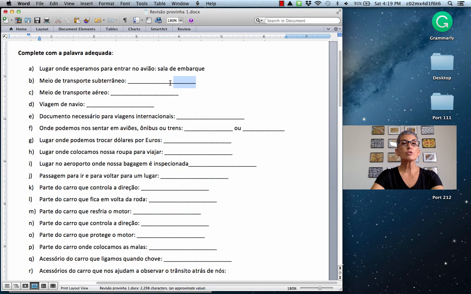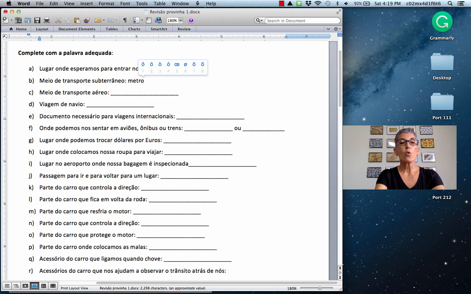Meio de transporte subterrâneo. So, meio de transporte, that means transportation means, okay? Então, meio de transporte subterrâneo, that goes under, right? The ground. So, metrô. Metrô. Let me use capital letters here, so it's easier. Meio de transporte aéreo. Avião.